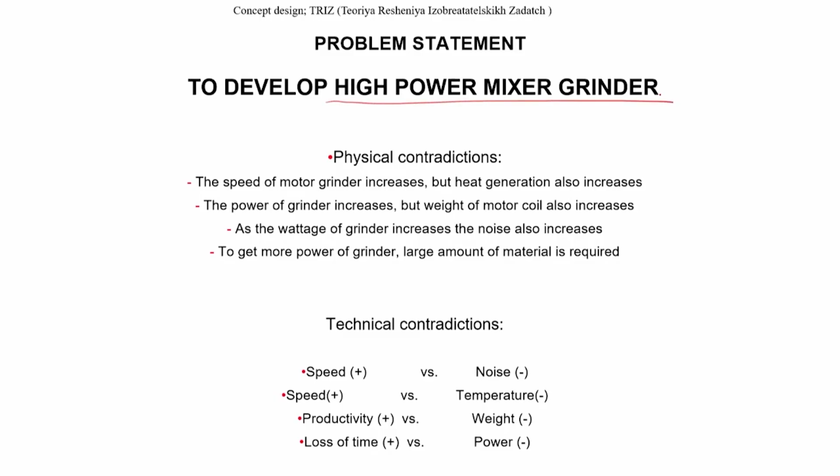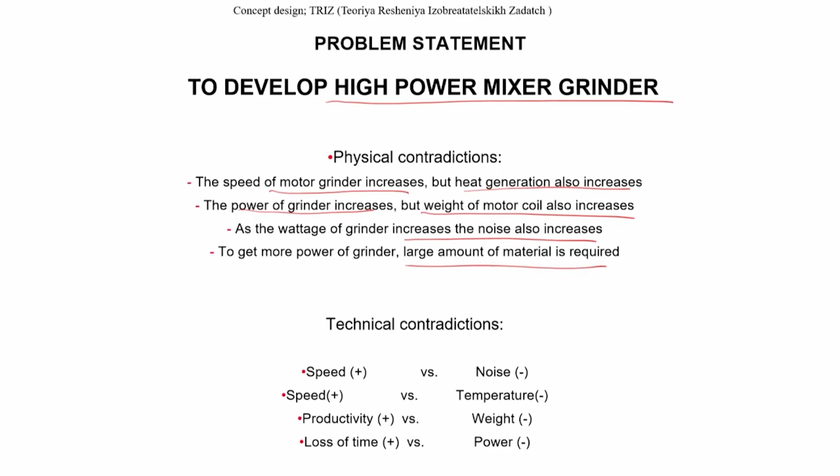mixer grinder, and naturally if you have to develop a new one, you have to see what the physical contradictions are. They figured out one physical contradiction: as the speed of the motor grinder increases, heat generation also increases. So, if you try to get high power by increasing the speed, the heat will increase. And as the power of the grinder increases, the weight of the motor coil also increases, because you have to give more Lorentz force. As the wattage of the grinder increases, the noise also increases. That is also another worsening feature. And to get more power, a large amount of material is required, which is also a worsening feature.